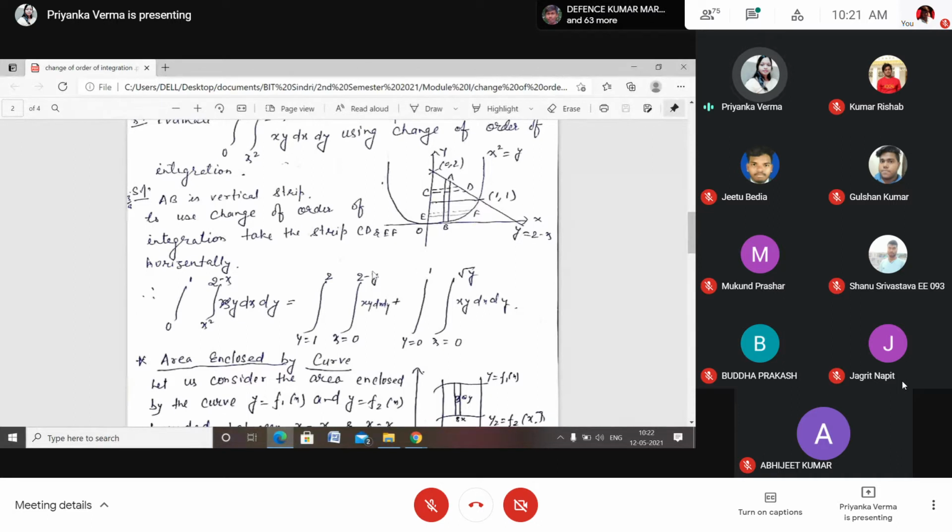Now you can evaluate this integral and you will get the answer. So are you solving it? Try to solve it and tell me. Yes, ma'am. Please note it down.